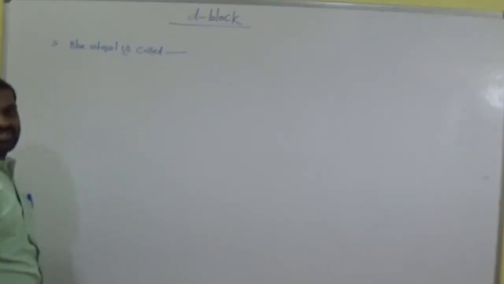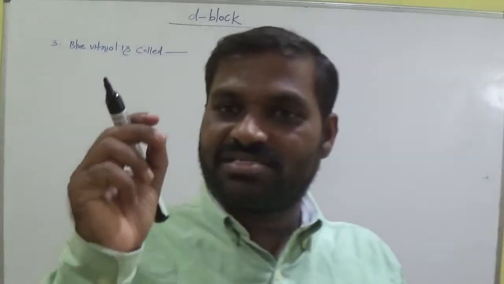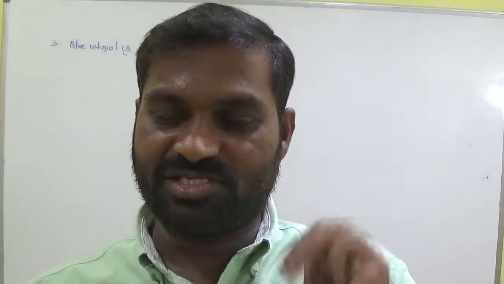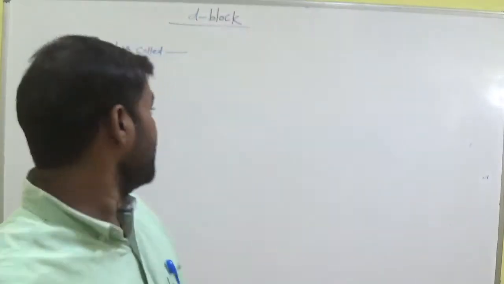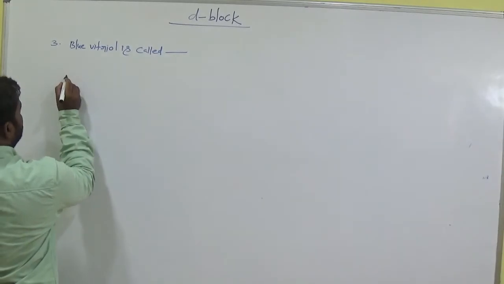Vitriol means a compound of a transition metal with the sulfate ion, SO4 minus 2. If the sulfate ion is present, then we call it vitriol. So blue vitriol is called option A.